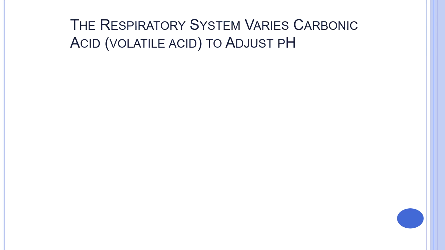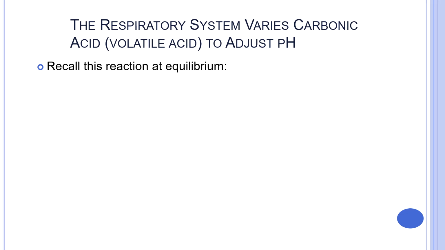So the respiratory system varies carbonic acid, which is a volatile acid, to adjust the pH. So your respiratory system is one of the main parts of your body that is able to change your pH so that we get it and keep it within 7.35 and 7.45. So remember our formula again, we're always going to be keeping this in an equilibrium. And we do this through our ventilation rate.